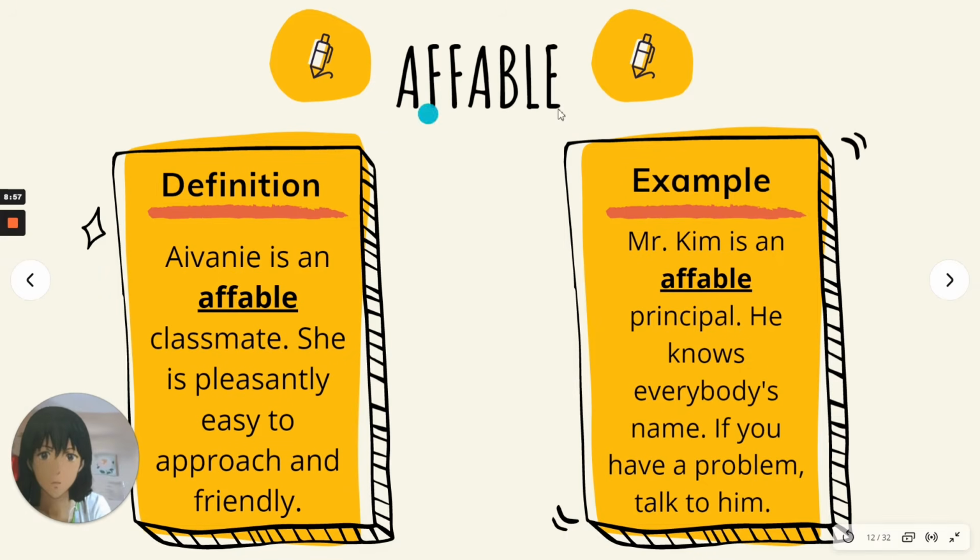What about this example? "Mr. Kim is an affable principal. He knows everybody's name. If you have a problem, talk to him." So, in this sentence, the word affable is using the context clue by example, such that affable means someone who knows everybody's name. If you have a problem, talk to him.